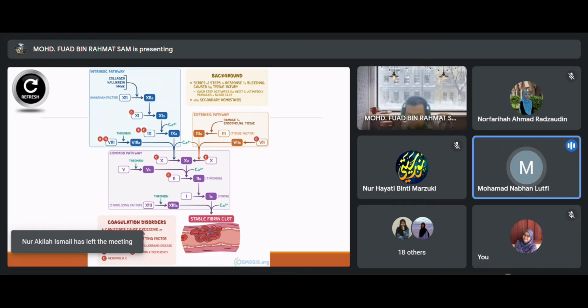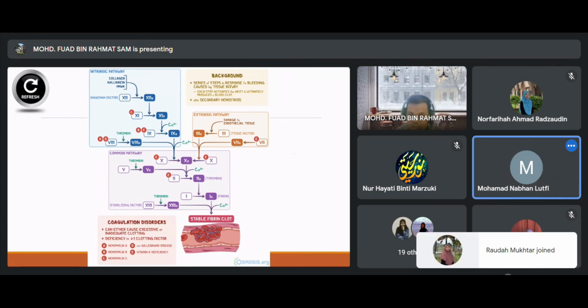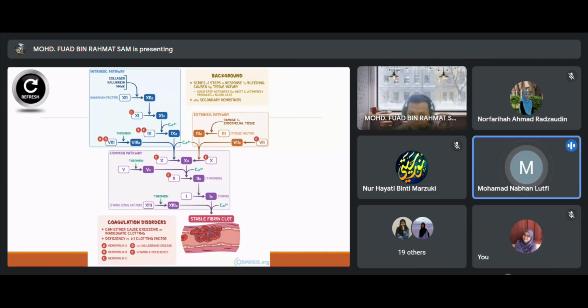Okay. Under the intrinsic pathway, they have Hageman factor, which is number 12. Next, factor 11, and factor 9, and also factor 13. No, factor 8. Yeah, factor 8. Terkejut saya. Alright. So ada 4 factors under the intrinsic pathway, which involve 12, 11, 9, and 8.